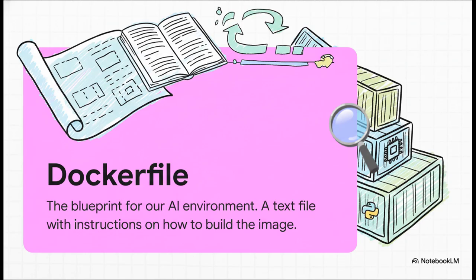All right, next up is something called a Dockerfile. This is basically the blueprint or maybe the recipe for our sandbox. It's just a plain text file, but inside it has all the instructions for building our little lab in a box. It says, start with this operating system, then install these specific Python libraries, then copy our code over here. It lays out the whole setup.